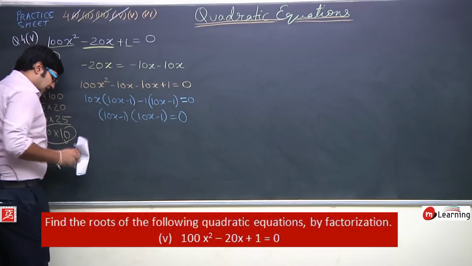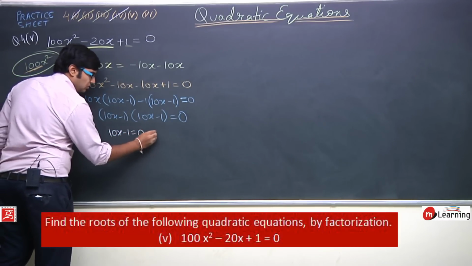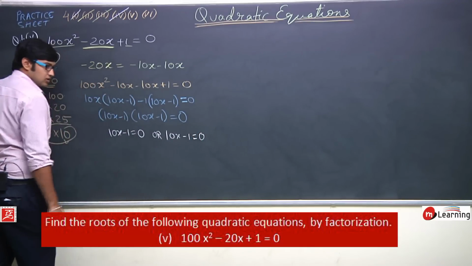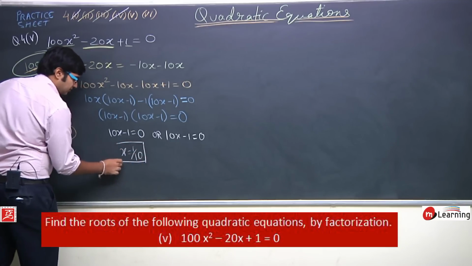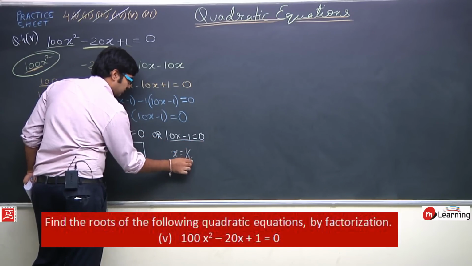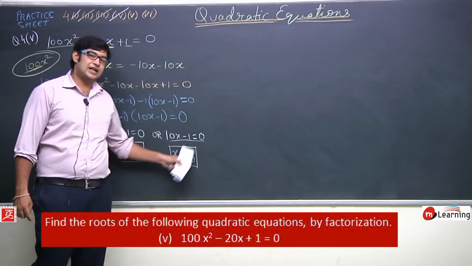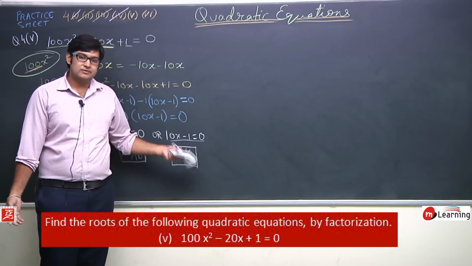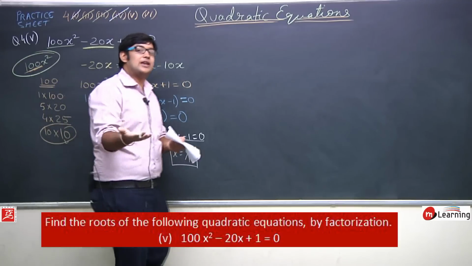Now from this either 10x minus 1 is equals to 0 or 10x minus 1 is equals to 0. You will get x is equals to 1 by 10. This is one expression, and from the second expression x is equals to again 1 by 10. Both are the values of x which are roots of this quadratic equation, and you will find that these two values are same.